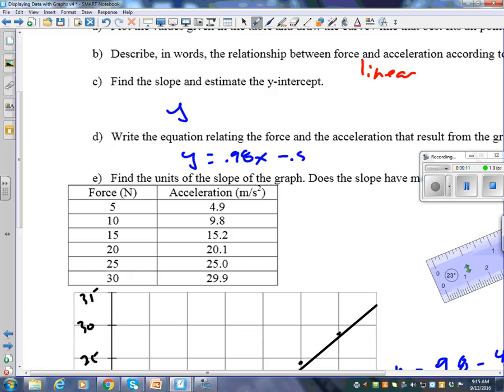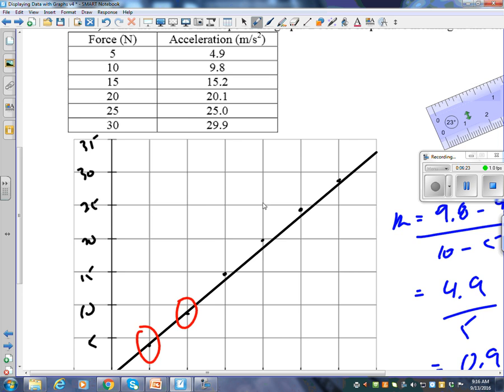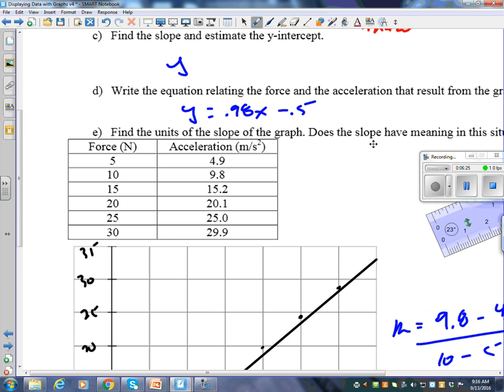0.98x minus 0.5. And again, I don't care how close the numbers are. Well, I mean, they've got to be within reason. But as long as you can say, yeah, that's about right, a reasonable person would say that. That's right. Find the units of the slope, and does the slope have meaning in the situation?